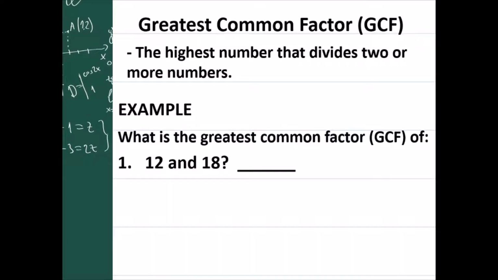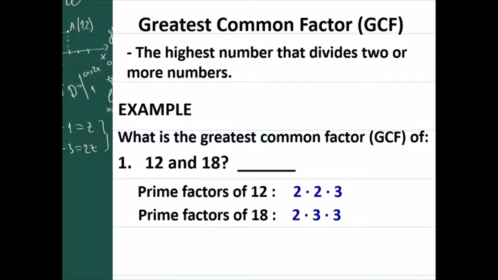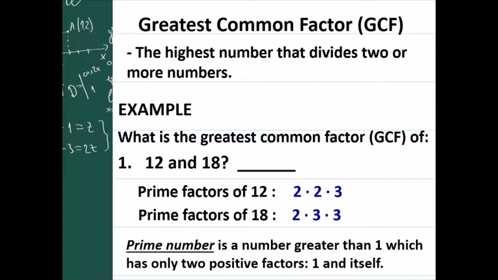Example: what is the greatest common factor, or the GCF, of 12 and 18? First, let us list all the prime factors of the two numbers. The prime factors of 12 is 2 times 2 times 3. And the prime factors of 18 is 2 times 3 times 3. These numbers are all prime numbers. A prime number is a number greater than 1 which has only two positive factors, 1 and itself.